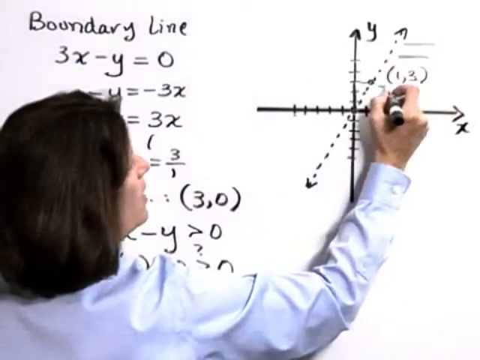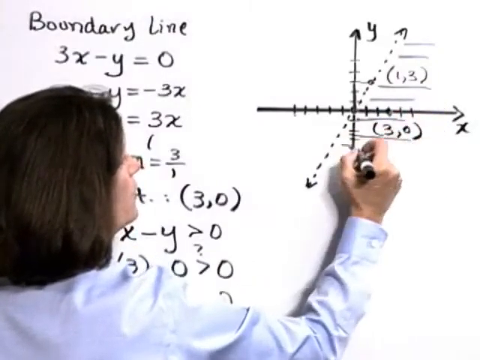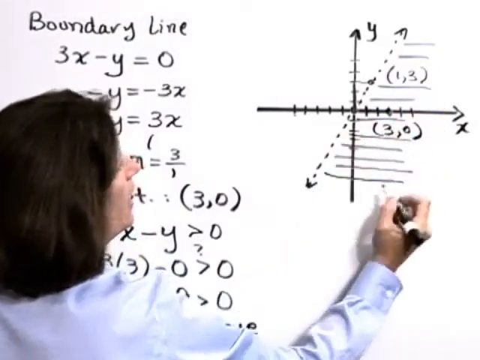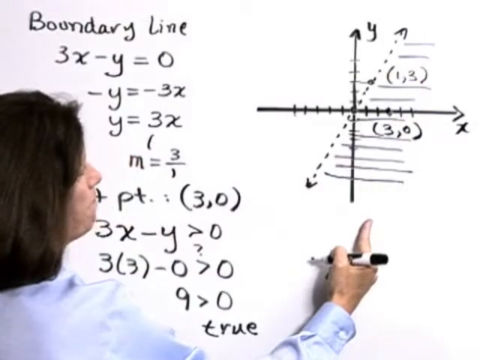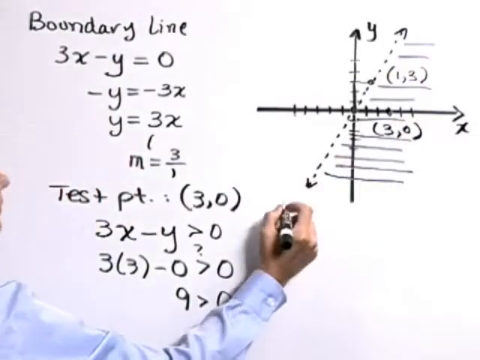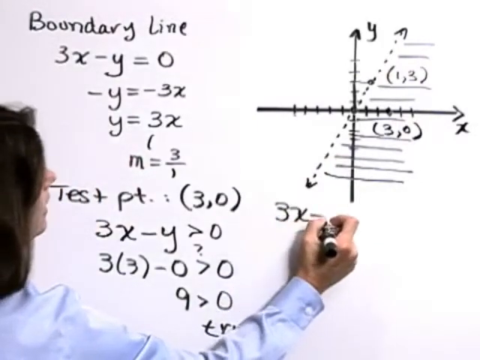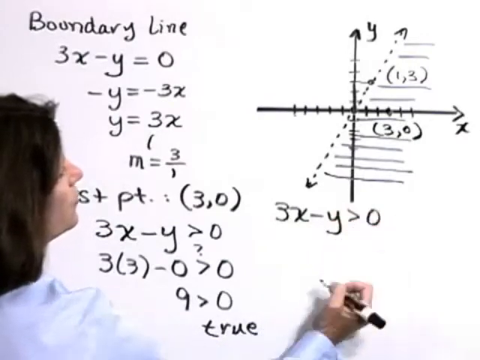Therefore, we know as well that each of these points to the right and below that line satisfy the inequality. So here we see the graph of the inequality 3x minus y is greater than 0.